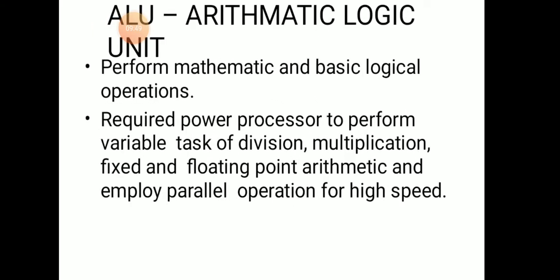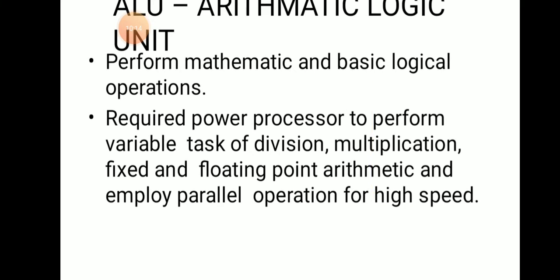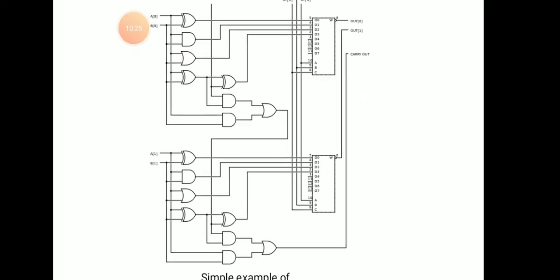Next we'll move on to the arithmetic logic unit. It performs mathematical and basic logical operations. Mathematics means add, subtract, multiply and divide. In basic logical operations you can do AND, OR, NOT, XOR, XNOR. It requires a powerful processor to perform variable tasks of division, multiplication, fixed and floating point arithmetic, and employs parallel operation for high speed. So these are some simple examples of ALU.